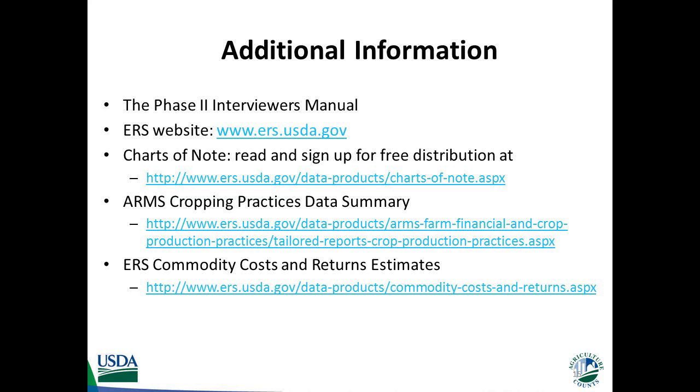For additional information about the ARMS Phase 2 survey, you can consult your Phase 2 Interviewer's Manual, which you all should have a hard copy of and is accessible through the Purdue site in electronic form. More information can also be found at the various links noted on this slide through the ERS website, www.ers.usda.gov. You can also see links to get access to the various charts of note, the ARMS cropping practices data summary, and the ERS commodity costs and return estimates.